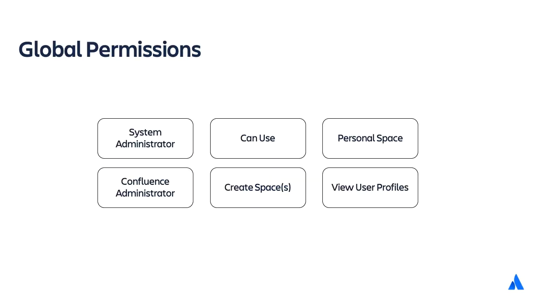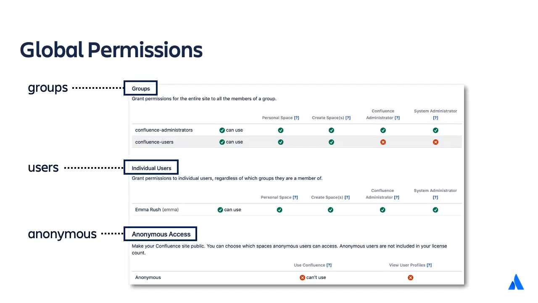Users need to be granted a global permission to access Confluence in any useful way. Here are the Confluence global permissions. They relate to administrative access, end-user access, space creation, and the ability to see user profiles. Global permissions in Confluence are quite different to global permissions in Jira, because in Confluence, you can grant global permissions to groups and individuals. Here, we have the View Global Permissions Administration screen, where global permissions are managed.